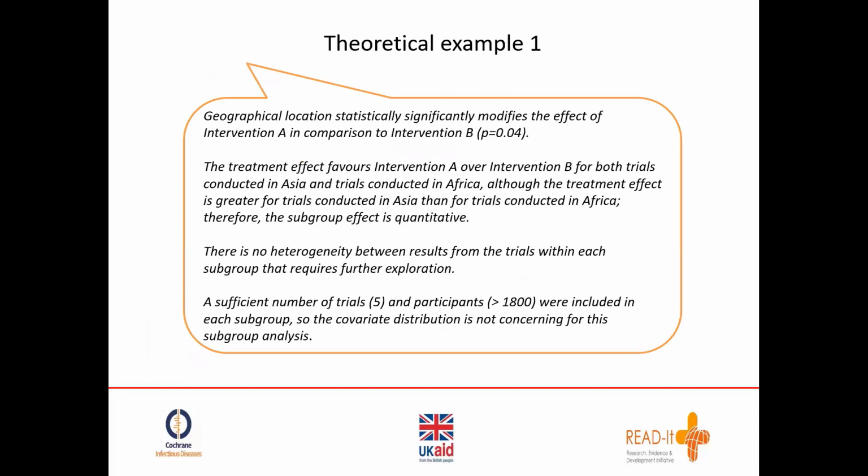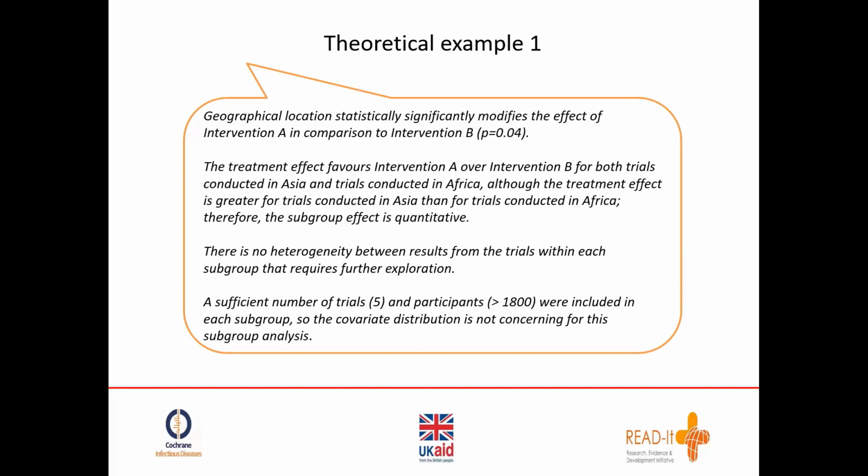So the next slide, there's a lot of text on this, sorry, but in the paper of this tutorial, we give some examples of what you might write in your text. I've just took a few bits out of it. So we could say that geographical location statistically significantly modifies the effect of intervention A in comparison to intervention B, and quote the p-value. We could say that the treatment effect favours intervention A over intervention B for both trials conducted in Asia and trials conducted in Africa, but the treatment effect is greater for trials conducted in Asia than for trials conducted in Africa, so the subgroup effect is quantitative.